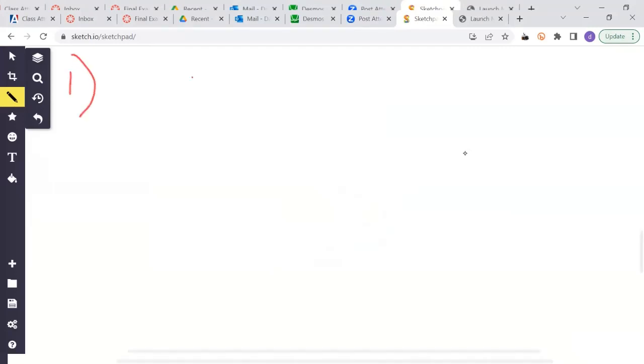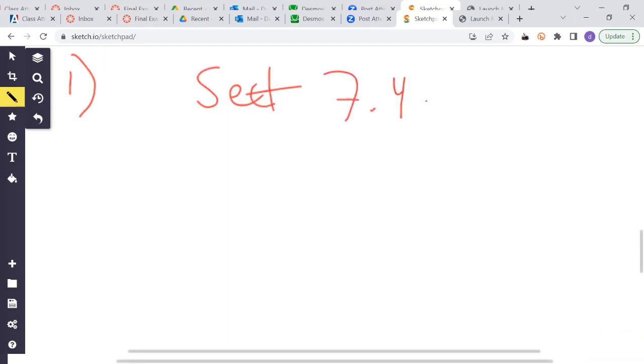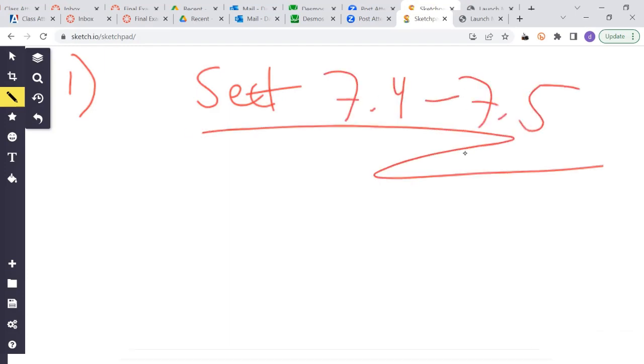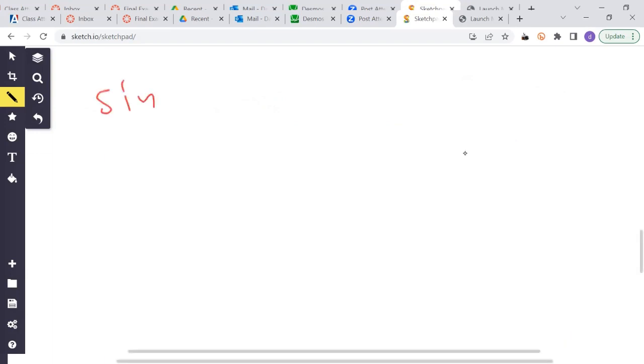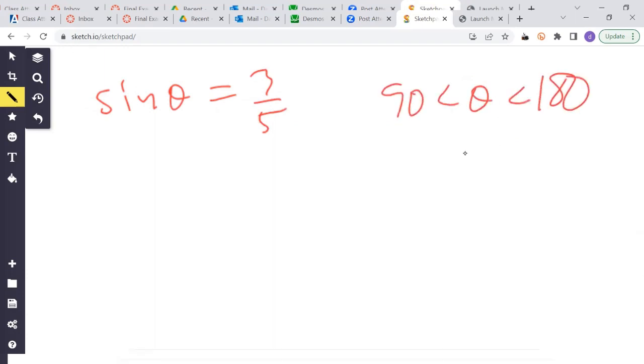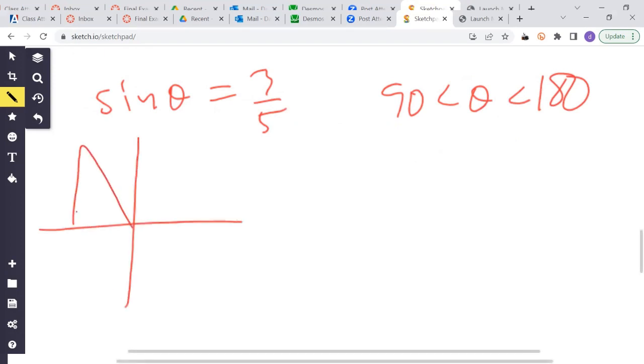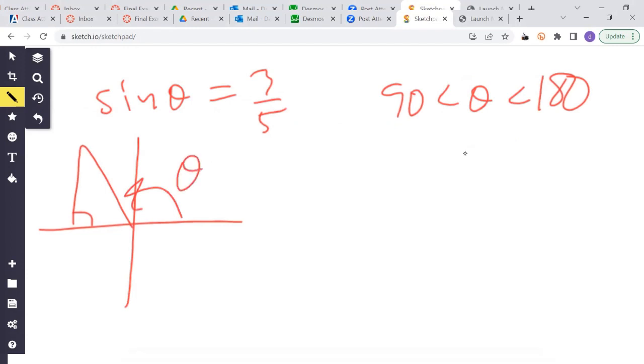Number one can be found in sections 7.4 through 7.5 in your textbook. So for problem number one, A, B, and C, 7.4 to 7.5 in your book. In that problem, we have sine of theta equals 3/5, and theta finishes in quadrant 2. So let's go to quadrant 2, and we know that that's theta there. It opens up like that. Let's put a little stick figure person right there. So that's where we position ourselves.